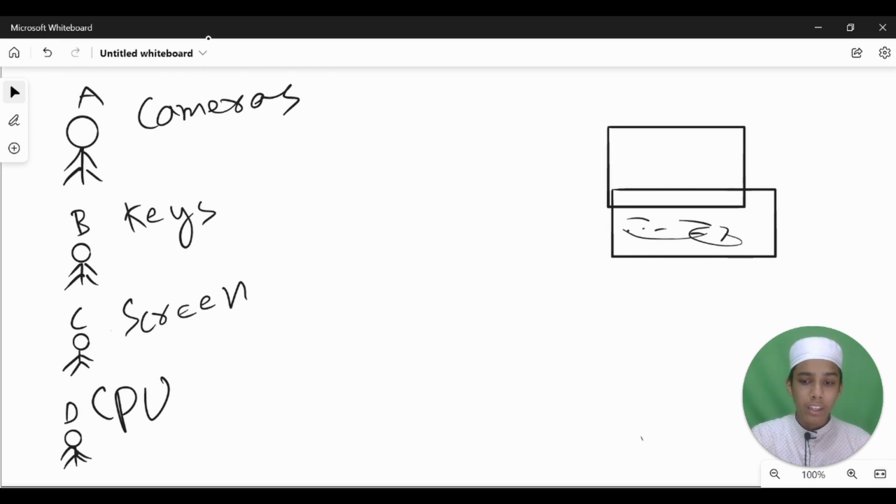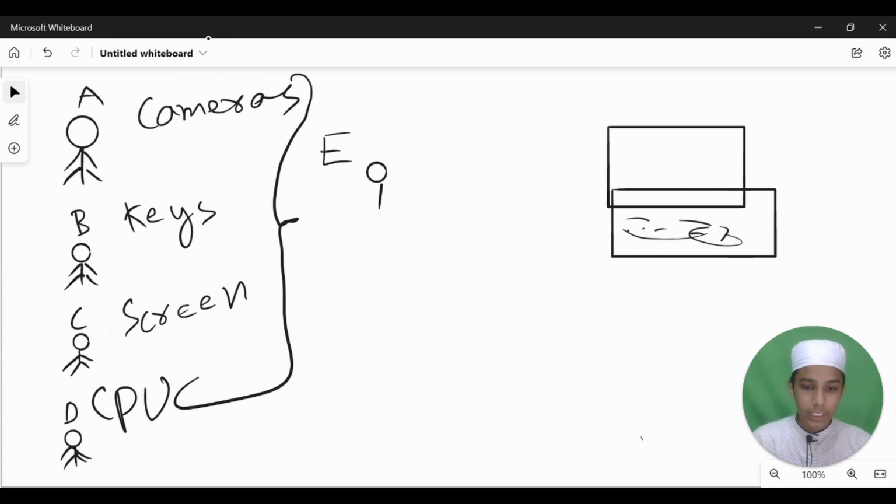Okay, now we have all of these persons build these things. Like let's say this person builds the camera, this person keys, this screen, and this one person's CPU. Now we have to assemble these things. Like we have to assemble the screen with the cameras, and we have to assemble here the keys and the CPU. Right, we need here two persons for doing this one. Let's call it this one. So let's say ABCD.